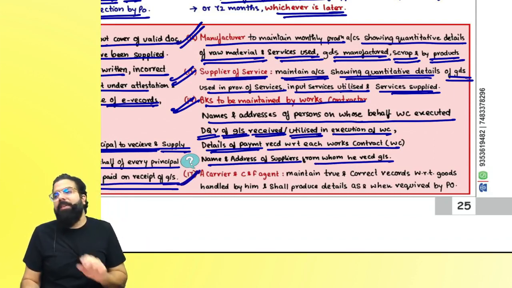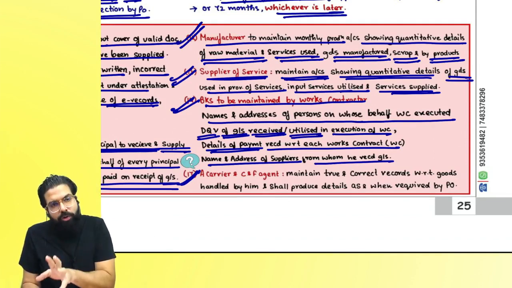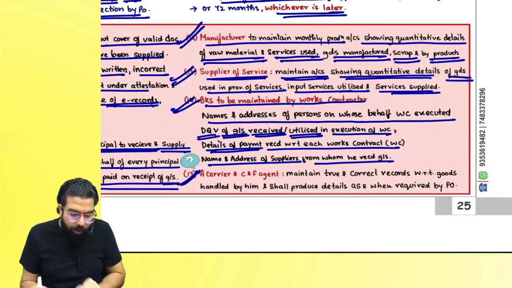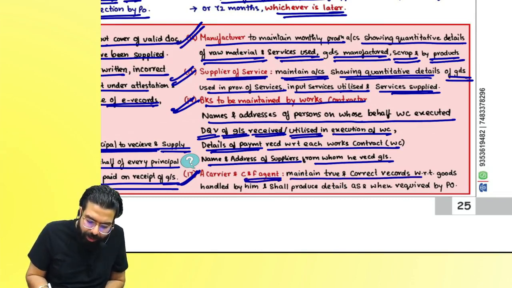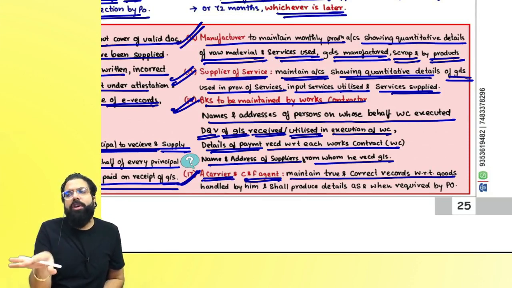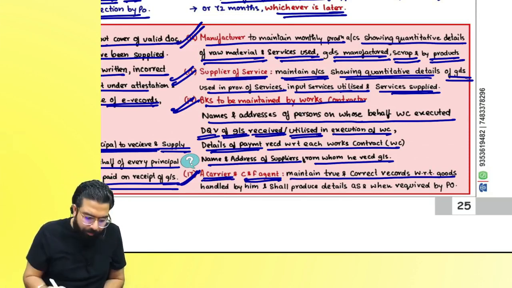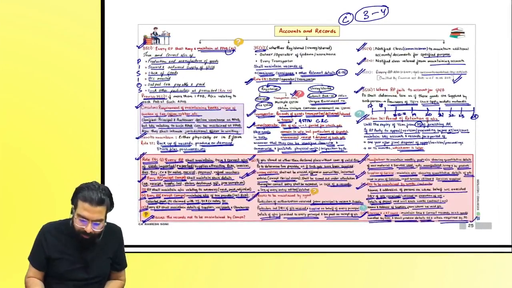Sir, if I am a person having the custody of the goods as a carrier, basically a custodian, or you are a C&F agent, then they tell you should maintain true and correct records. So basically, a person who has custody of the goods as a carrier or a C&F agent should maintain true and correct records with respect to goods handled by him. Then he shall produce details as and when required by the proper officer.